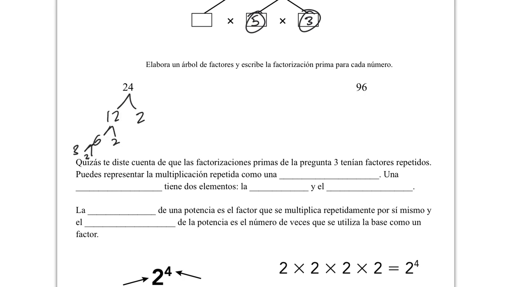So I put 12 times 2 gives me 24. That's correct. And I know 2 is a prime number. 6 times 2 gives me 12, and I know 2 is a prime number here. And then what two numbers give me 6? 3 and 2. Okay. Now what they want us to do is just line up your numbers. So 2 times 2 times 2 times 3. Okay. Now 96.